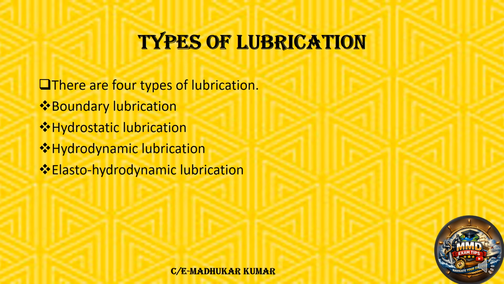You can see here the types of lubrication. Basically, there are four types of lubrication system. Number one, boundary lubrication; number two, hydrostatic lubrication; number three, hydrodynamic lubrication; and number four, elastohydrodynamic lubrication. These are the four major types. There are other types also, but these are the four major ones we are going to cover in this video.